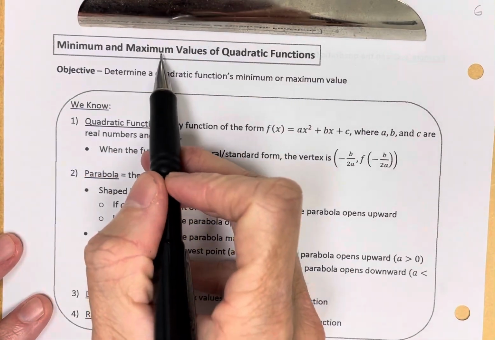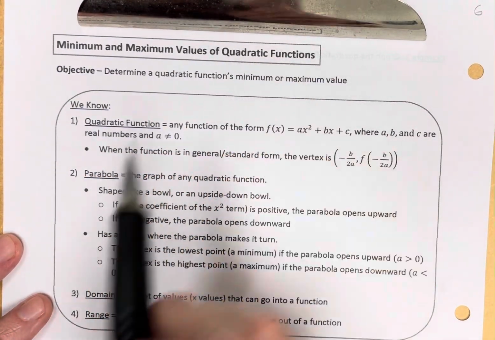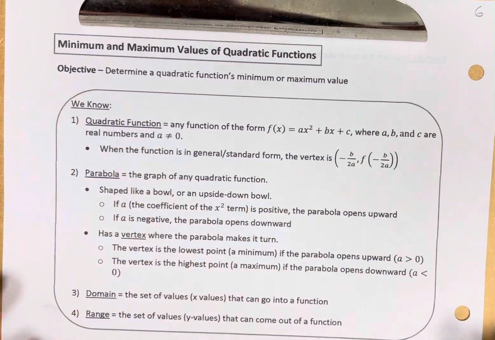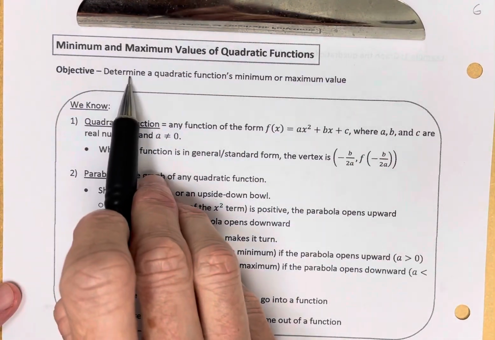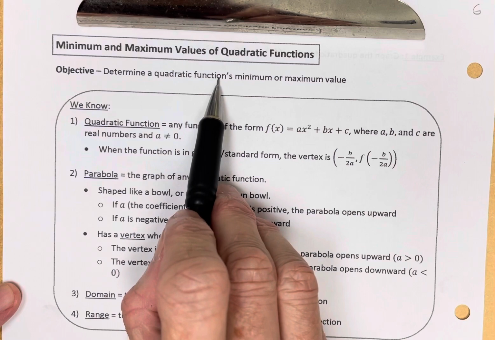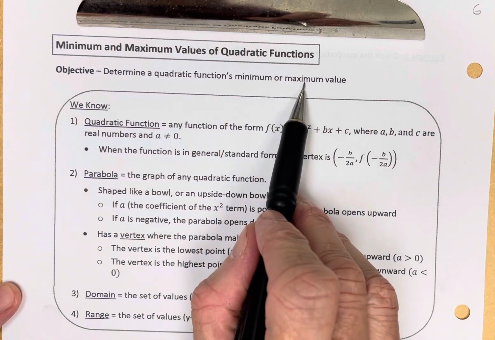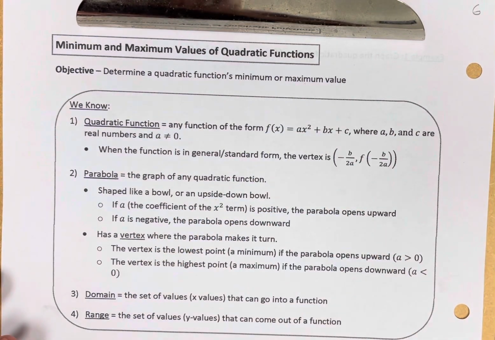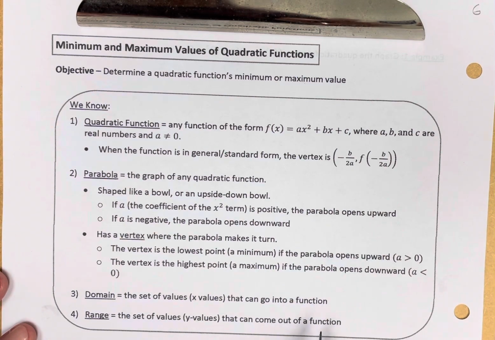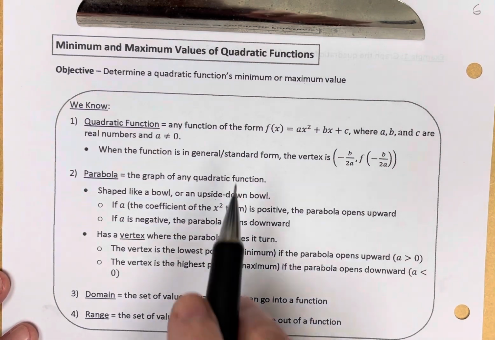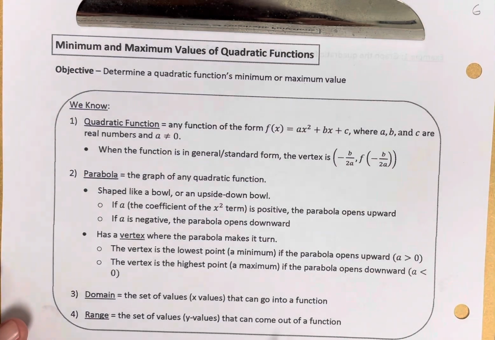Minimum and maximum values of quadratic functions. So our objective here is to determine a quadratic function's minimum or maximum value. We'll see this on the graphing calculator. It's pretty easy to find it from the graph, but we're going to be doing it here algebraically. So what do we know that's going to be helpful?